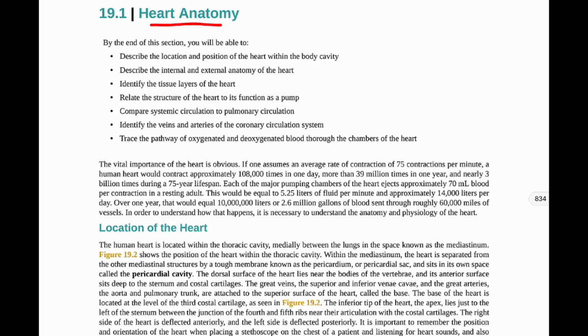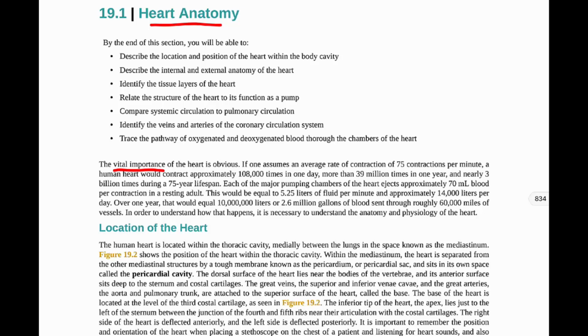So the first part here, the vital importance of the heart is obvious. So I think we all understand what the point of the heart is. It's to pump blood throughout the system, right? To get all of the nutrients, to get all of the wastes where they're going, to get oxygen where it's going, and carbon dioxide back to the lungs. So it's to move all of this stuff throughout the body, and the heart itself is the pump of that system.